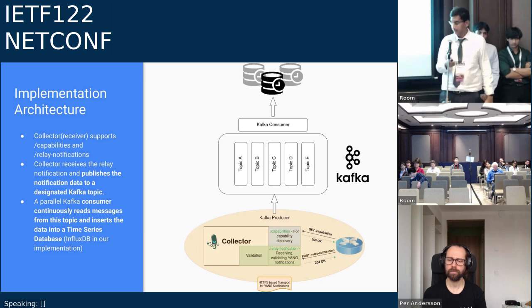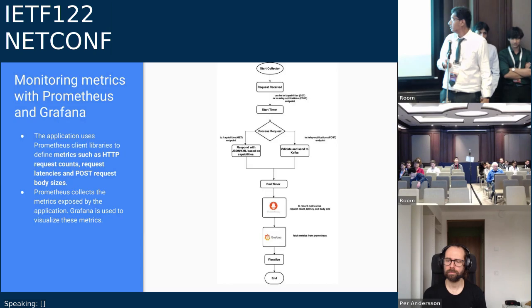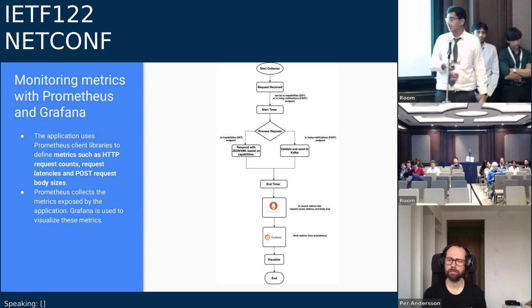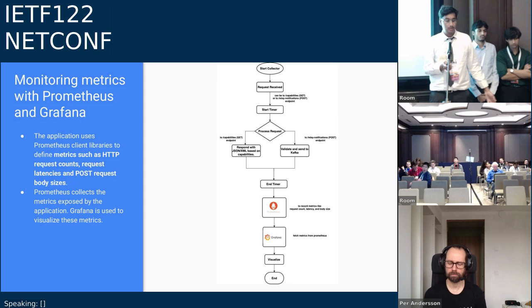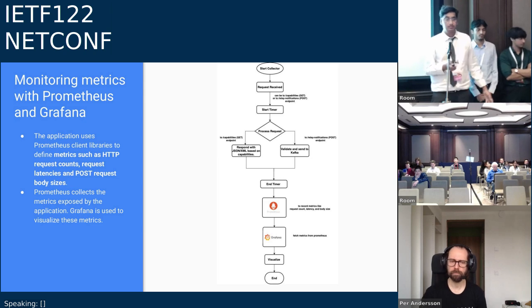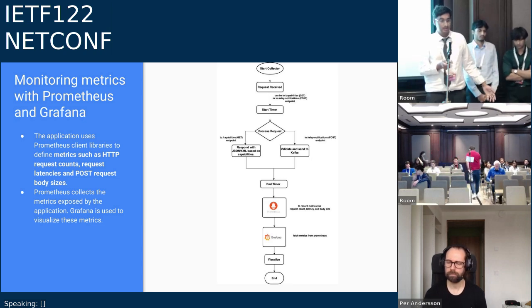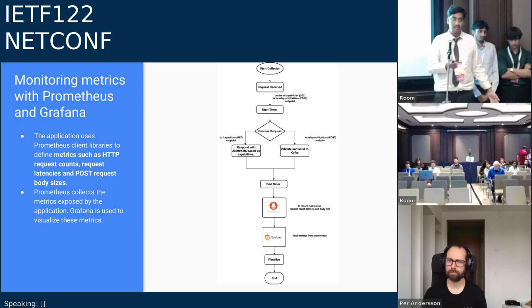So we'll go to monitoring the metrics. For monitoring the metrics, we use the Prometheus client libraries in Python. We use these to define the metrics, like the request latencies, the request counts, and the POST request body sizes. Prometheus collects these metrics exposed by the application, and then we use Grafana to visualize these metrics.